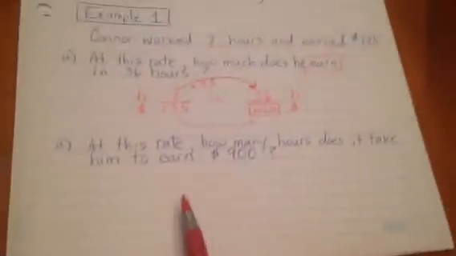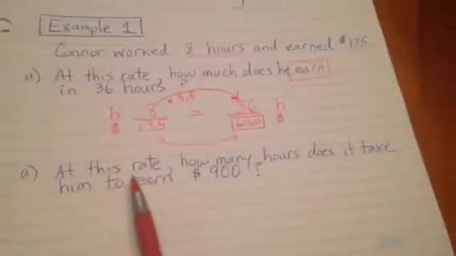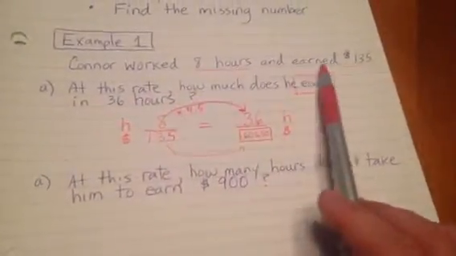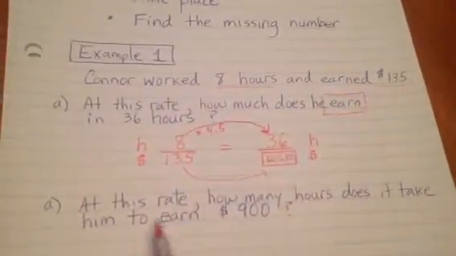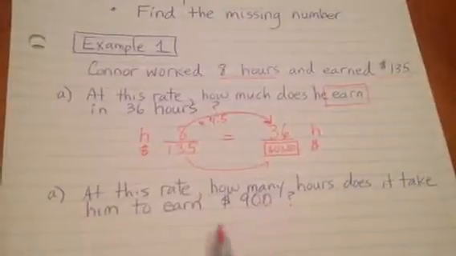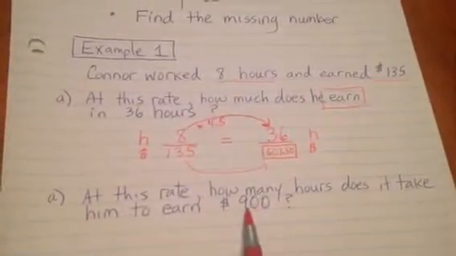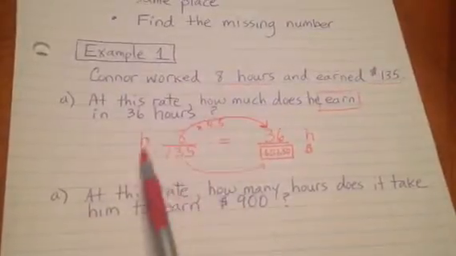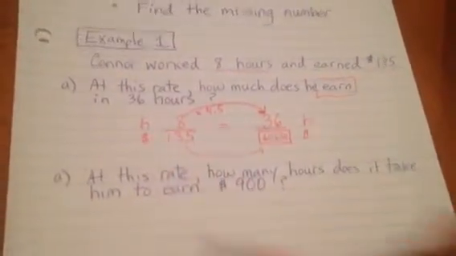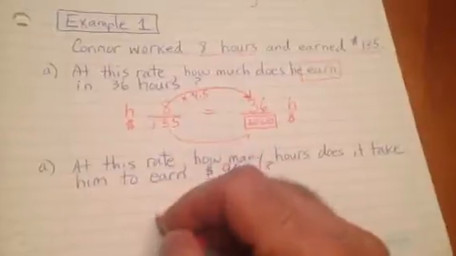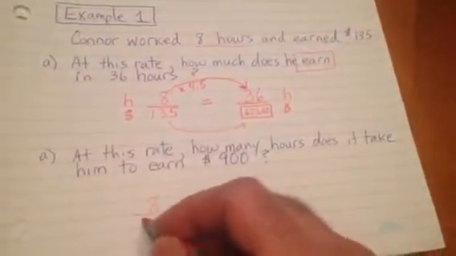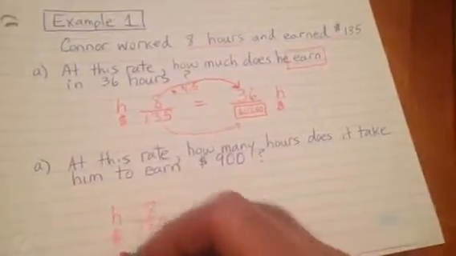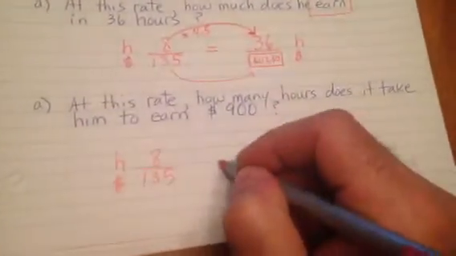We'll do it the same way. We'll set up a proportion. So the question says, if, again, Connor walks 8 hours and earns $135, at this rate, how many hours does it take him to earn $900? So I'm going to write the same fraction, 8 on the top and 135 on the bottom, hours on top, money on the bottom. Put an equal sign.